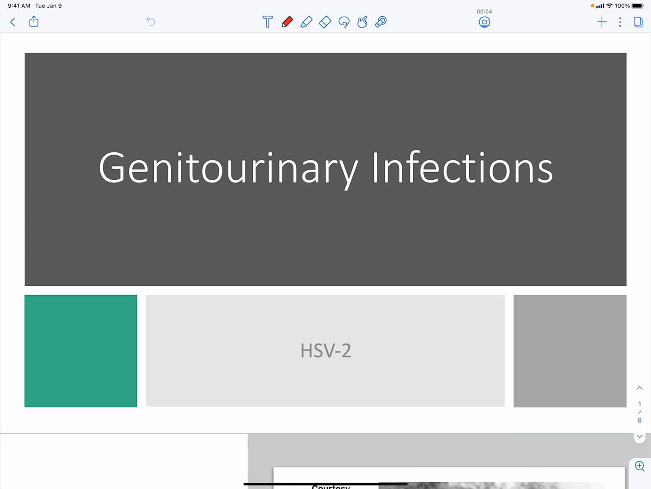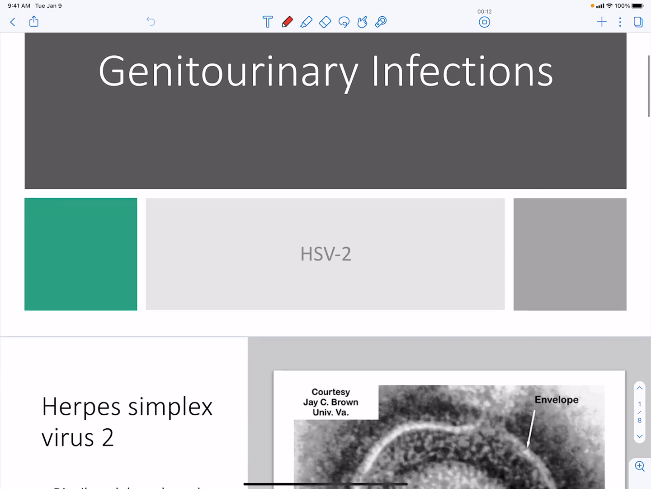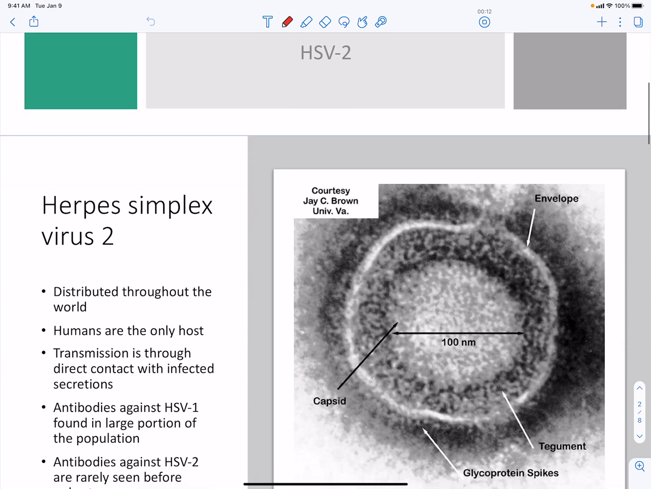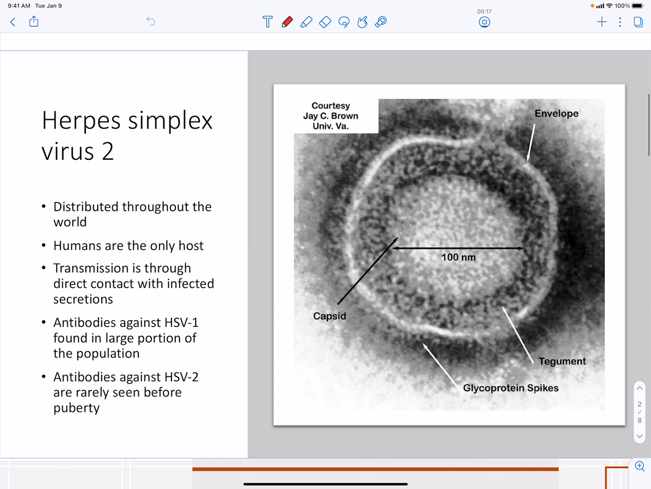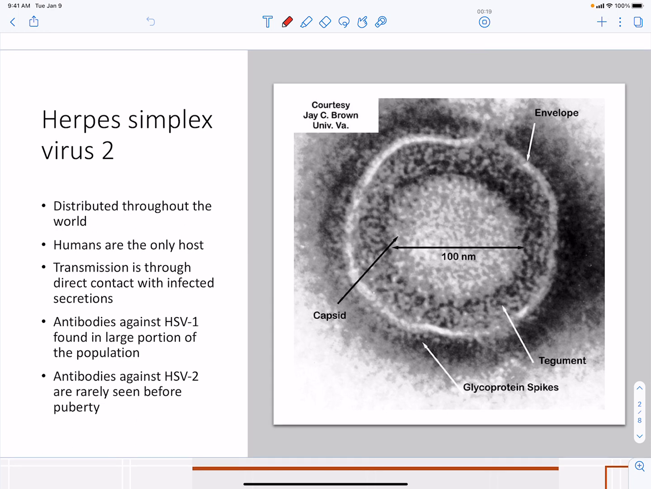So here I'm going to discuss briefly herpes simplex virus type 2, which is transmitted sexually. It's a sexually transmitted disease. Herpes simplex virus 2 has a worldwide distribution, and humans are the only host, so human-to-human transmission is what keeps this virus going. Transmission is through direct contact with infected secretions.